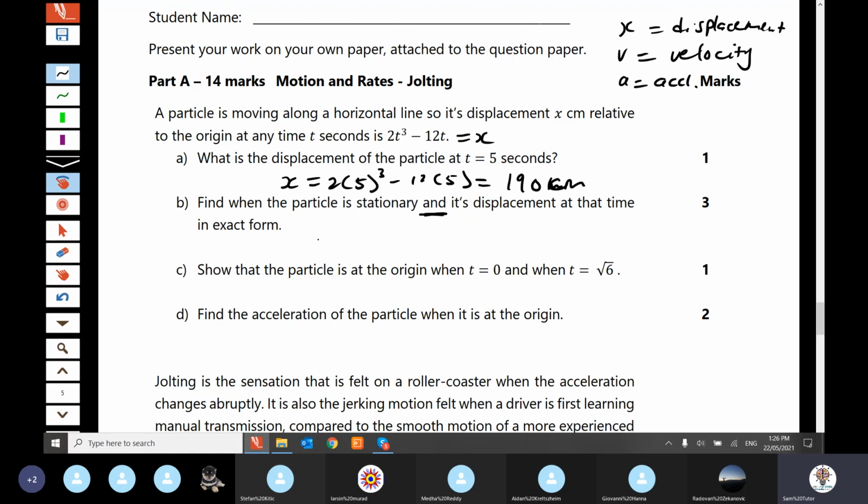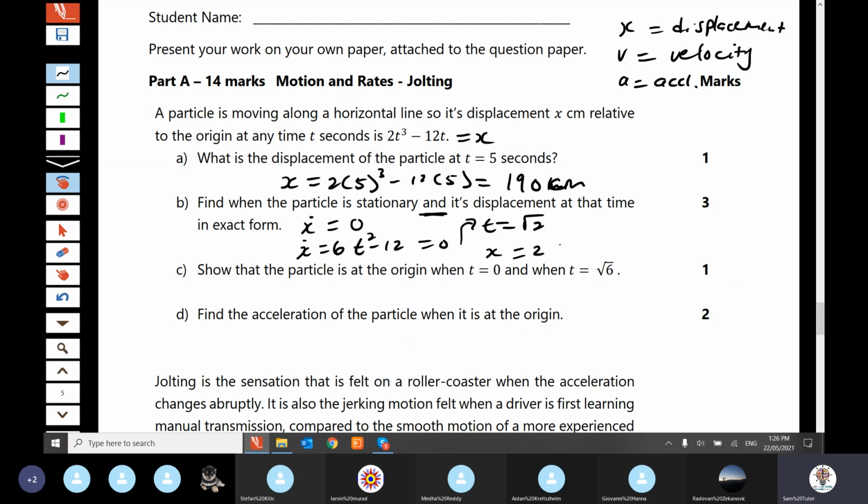Find when the particle is stationary: x dot equals 0. So x dot is 6t squared minus 12. You get time is root 2, and its displacement at that time.